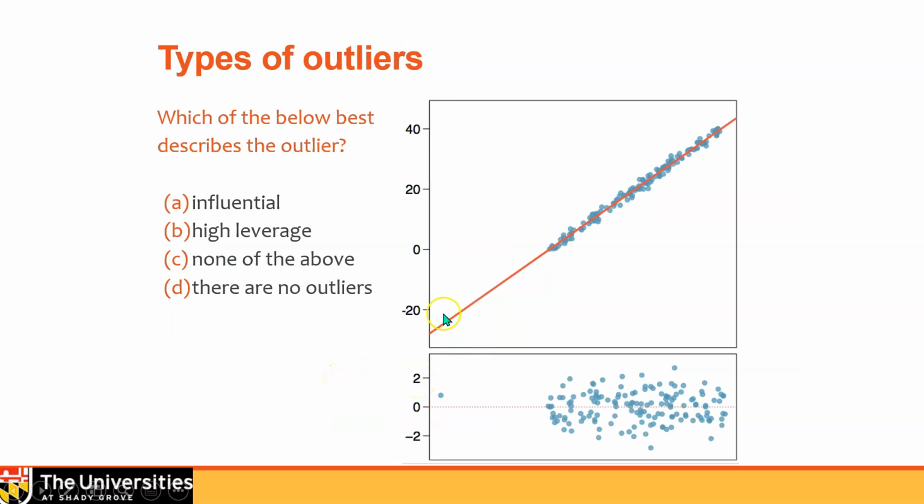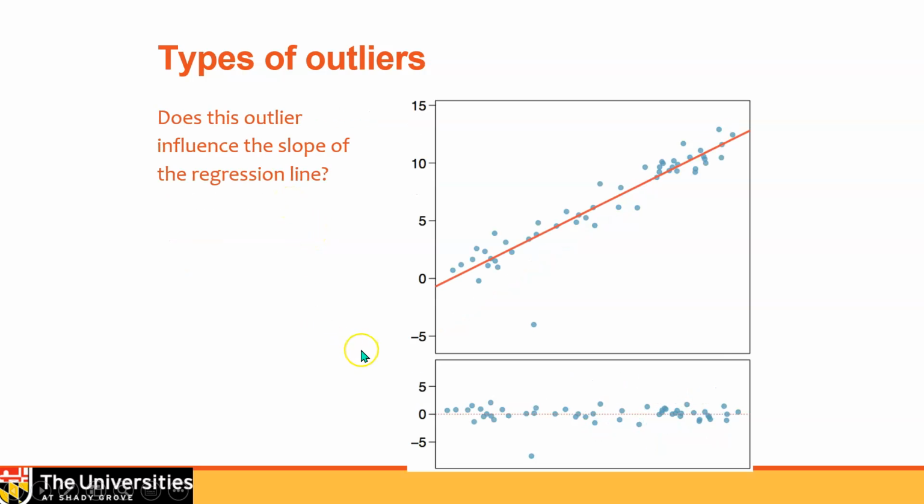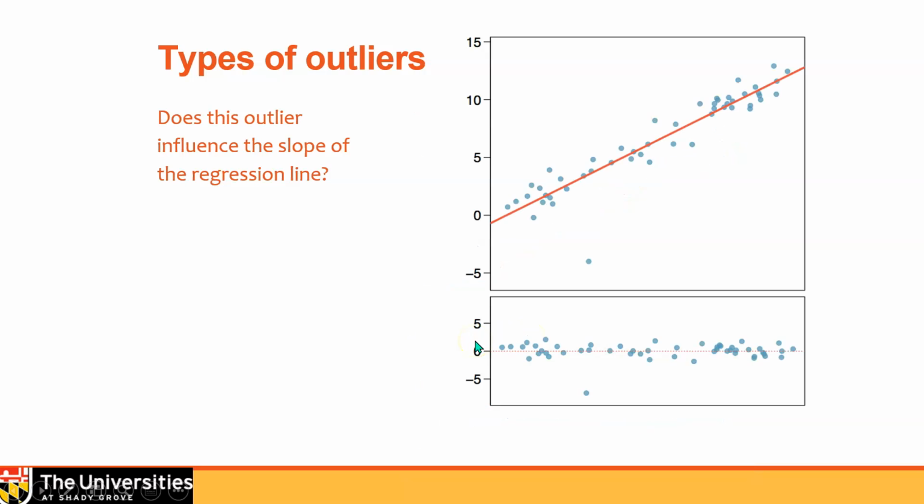Types of outliers. Here's an outlier that is away from the mass, but if we took it out, it wouldn't very much change the relationship. So it's high leverage because it's away, but it's not influential. And if we look at this one, here is an outlier. Does this outlier influence the slope of the regression line? We would actually have to run it, but not by much, it says.